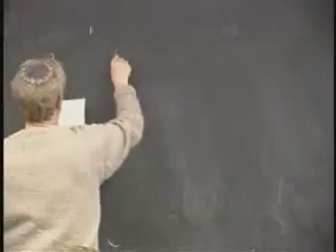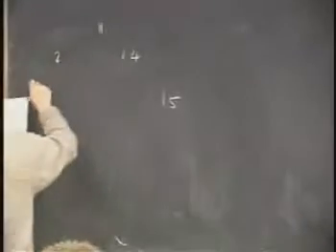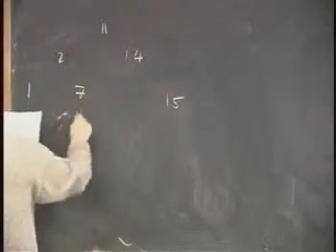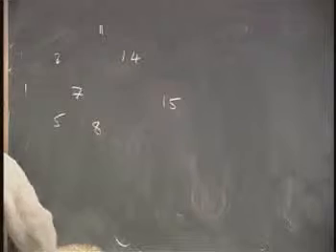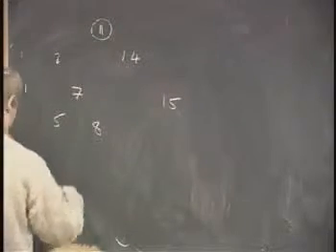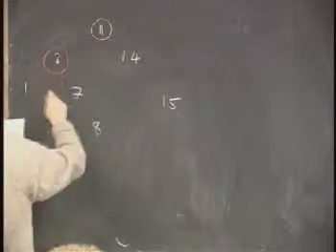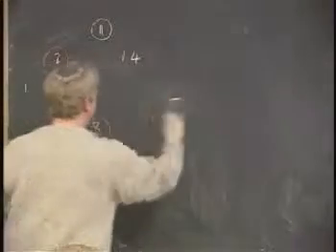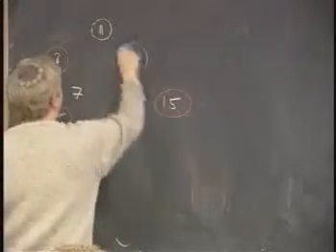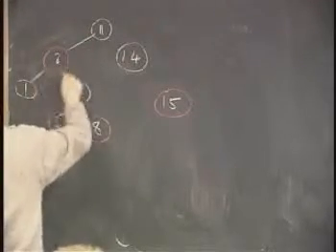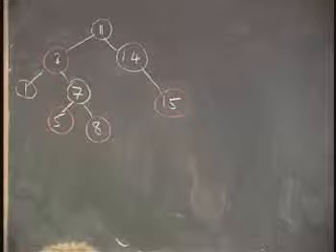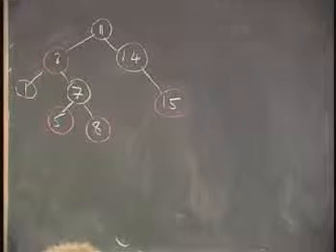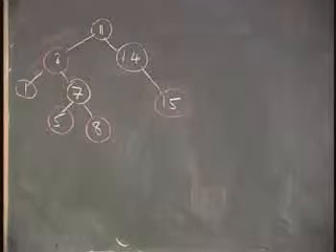11, 2, 14, 15, 1, 7, 5, 8. Black, red, red, red, red. Okay. All right, there's a red-black binary search tree. Let's check it to make sure I didn't goof. Looks okay, right? All the criteria are satisfied.